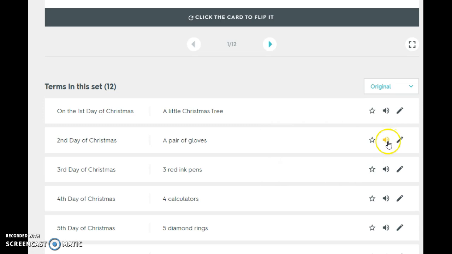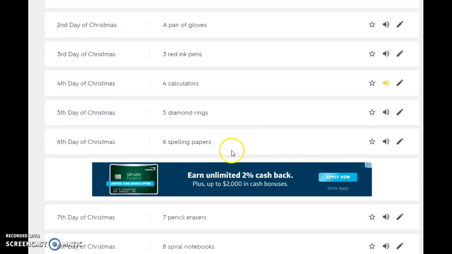Second day of Christmas: a pair of gloves. Third day: 3 red ink pens. Fourth day: calculators. This tutorial will help you, class. Even though we can't read yet, you push the volume button and it reads for you. Fifth day: 5 diamond rings.